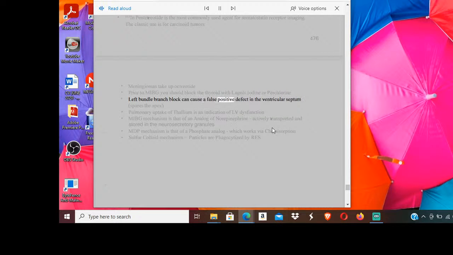Left bundle branch block can cause a false positive defect in the ventricular septum, sparing the apex. Pulmonary uptake of thallium is an indication of LV dysfunction. MIBG mechanism is that of an analog of norepinephrine, actively transported and stored in the neurosecretory granules. MDP mechanism is that of a phosphate analog, which works via chemisorption. Sulfur colloid mechanism: particles are phagocytized by the RES.